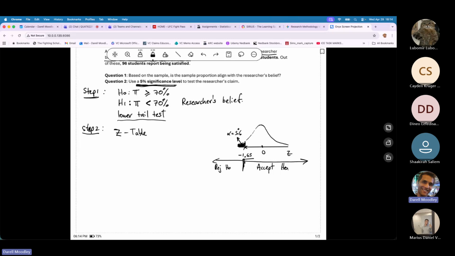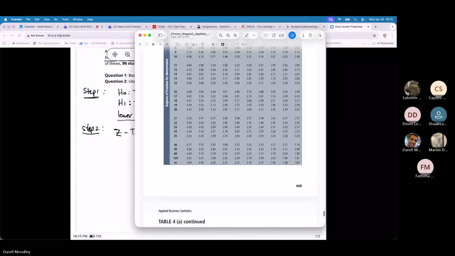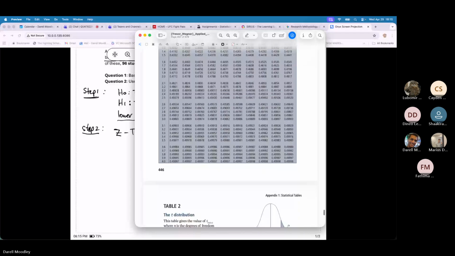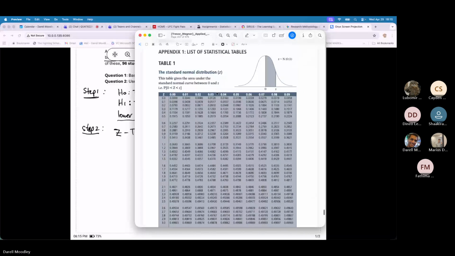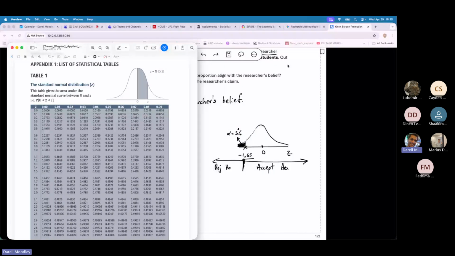So if you're still not sure how I found the minus 1.65, I'll just quickly recap that. But please, I need you to get comfortable with being able to work with the normal table in the back of the book. Just give me a second. Okay, so let's get to that table here. So remember, you have to find the value on the z-axis where the area is 5%.